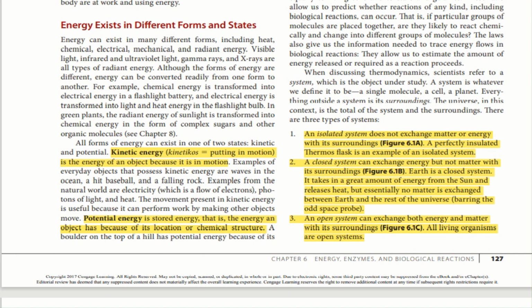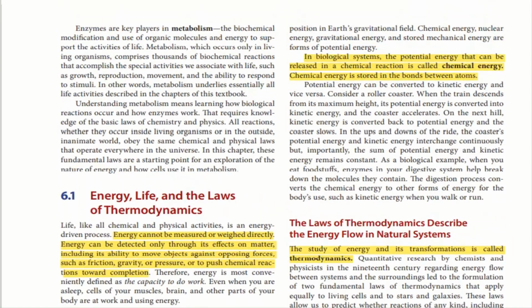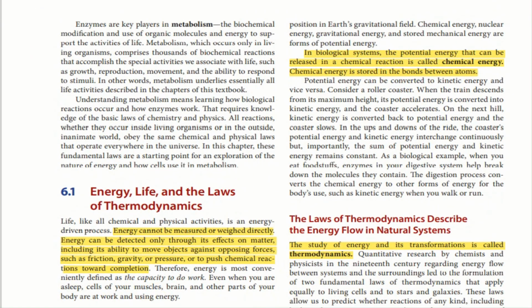Potential energy is stored energy, that is the energy an object has because of its location or the chemical structure. A boulder on top of hill has potential energy because of its positions in Earth's gravitational field. In biological system, potential energy can be released in a chemical reaction and it is called a chemical energy. Chemical energy is stored in bonds between the atoms. We can convert potential energy into the kinetic energy, or we can convert kinetic energy into the potential energy.